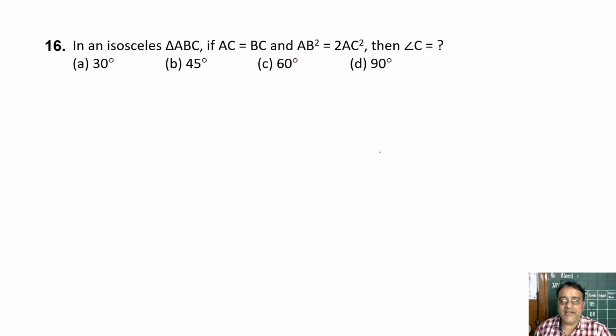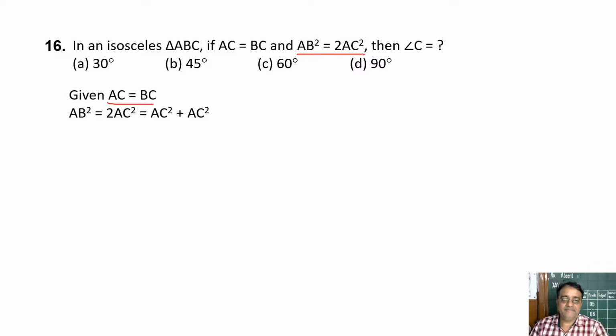In an isosceles triangle ABC, if AC is equals to BC and AB square is equals to 2 times AC square, then angle C is equals to dash. First of all, it is given AC is equals to BC and AB square is equals to 2 times AC square. 2 times AC square means we can write AC square plus AC square. Now one AC we are going to replace. एक AC को मैं replace कर रहा हूँ BC के साथ. So we are going to get AB square is equals to AC square plus BC square.